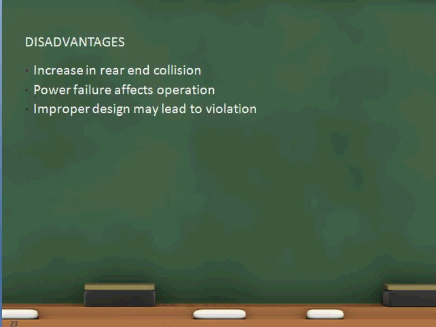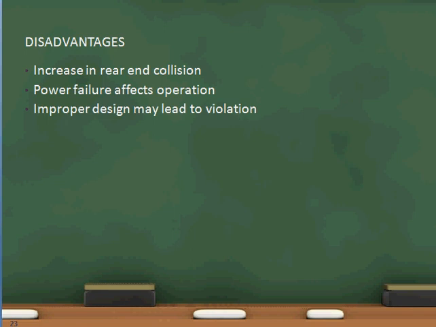Next is disadvantages of traffic signals. It will be increasing the rear end collisions. That is one main problem. When vehicles are coming at high speeds and the signal turns red, the front vehicle will stop suddenly. The rear vehicles, if they are coming at high speeds, may not be able to stop at a short distance. Due to that, it may result in rear end collision.